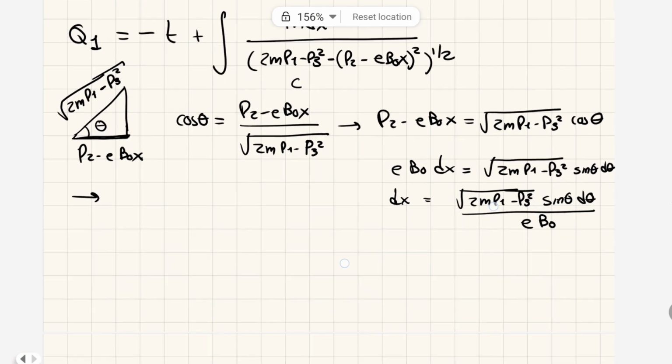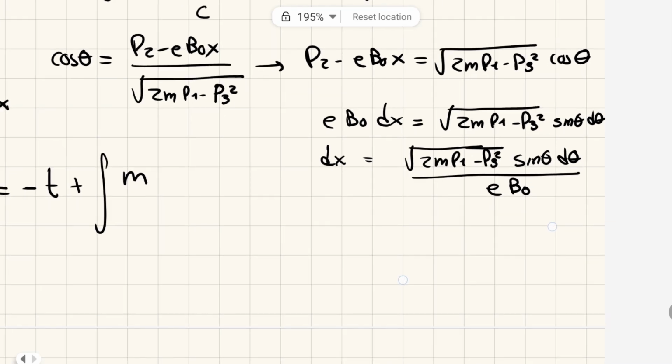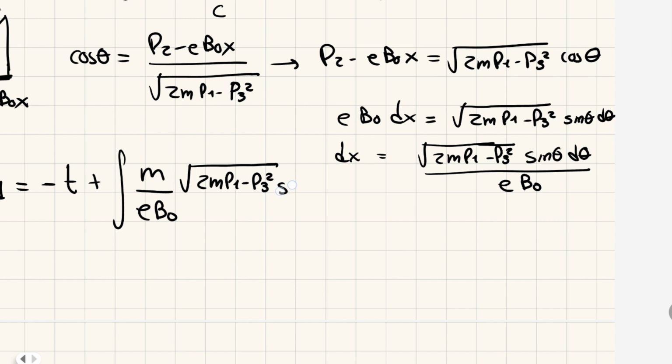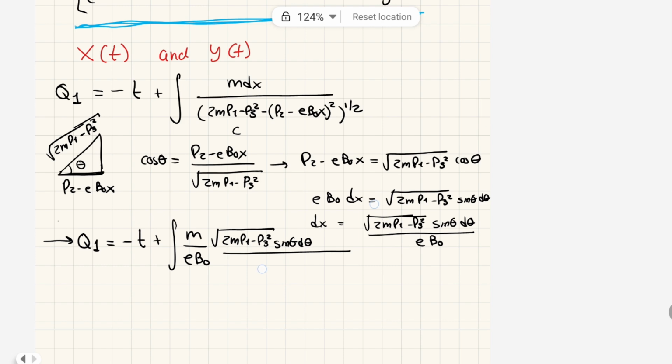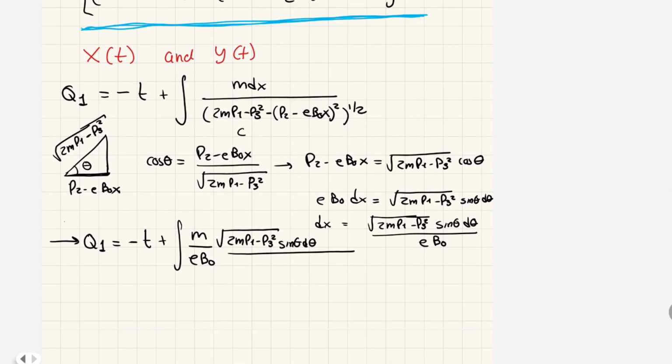Perfect. Okay, so we are going to construct again the integral. It will be q1 equals minus t plus the integral of m times dx. But dx is all this thing. So let me write this EB0 here, and then the square root of 2mp1 minus p3 squared sine theta d theta, and then all this divided by this thing that we have here. But how are we going to write this?